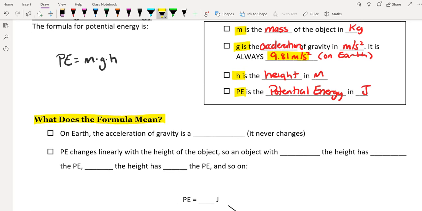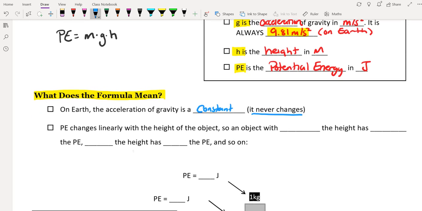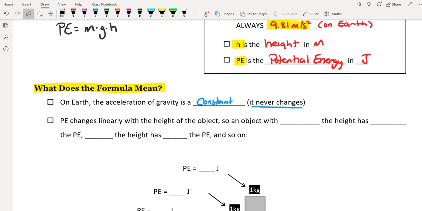So on Earth, the acceleration of gravity is a constant. It never changes. Potential energy changes linearly with the height of the object. So an object with double the height has double the potential energy. If it has half the height, then it will have half of the potential energy, and so on.